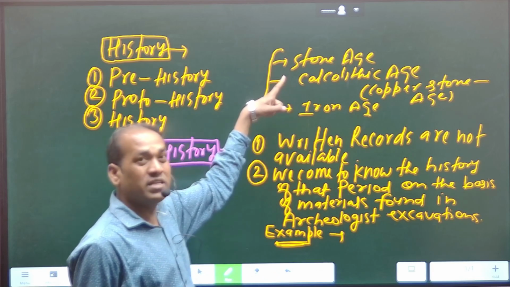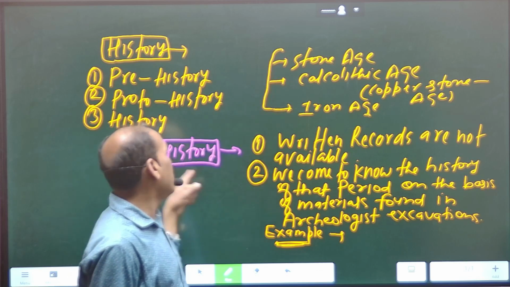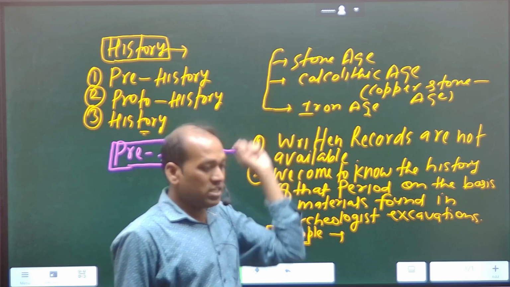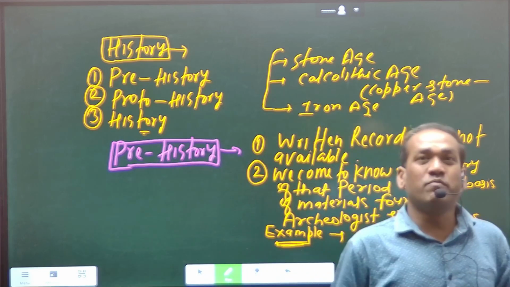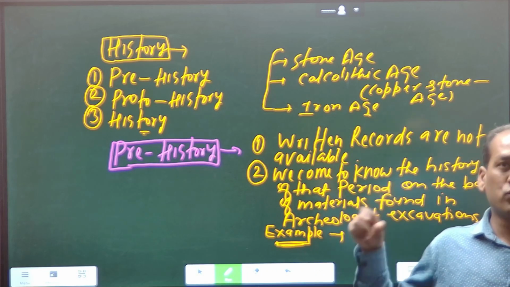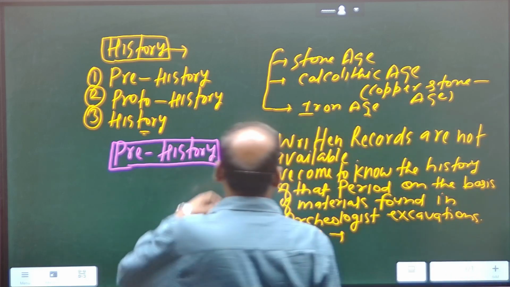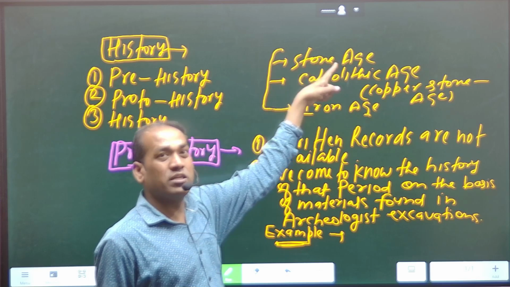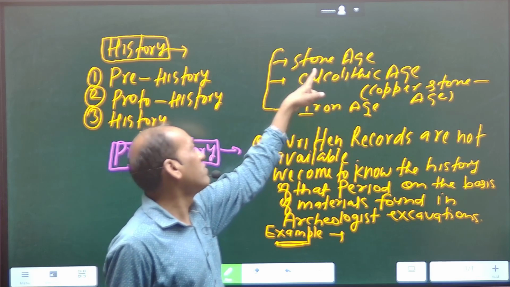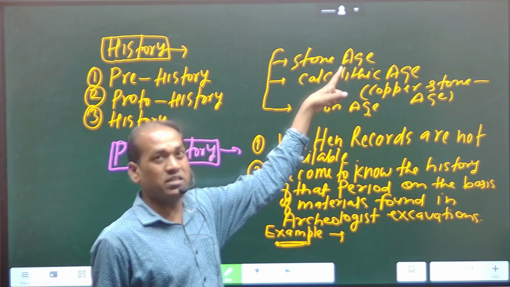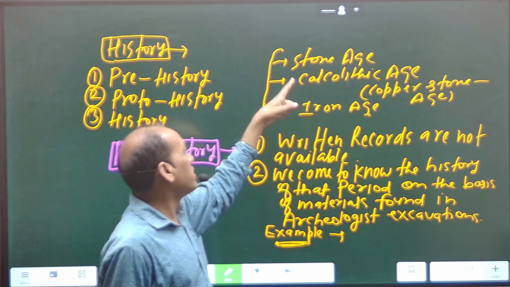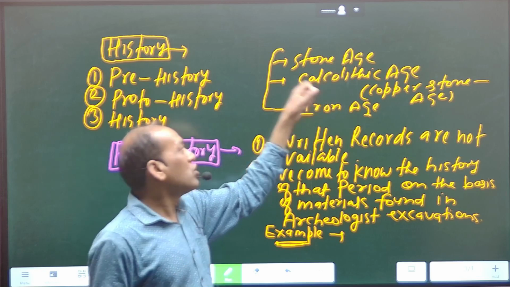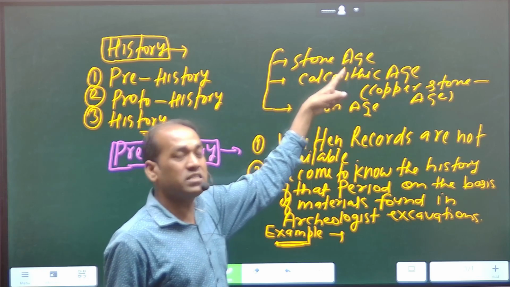Three periods in history are included in prehistory. First period is Stone Age. In this period, maximum stones were used for making the tools, so that is why the period was called Stone Age culture. The written records related to this Stone Age are not available to us, so that is why Stone Age culture is included in prehistory.